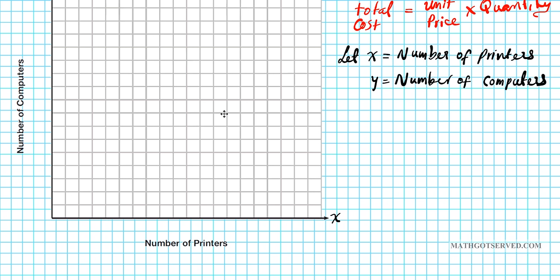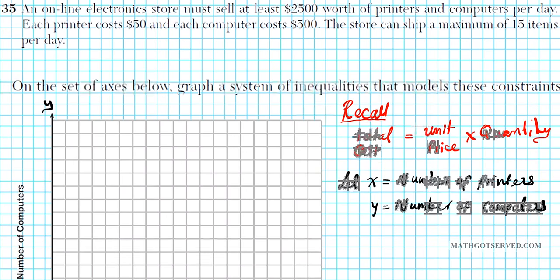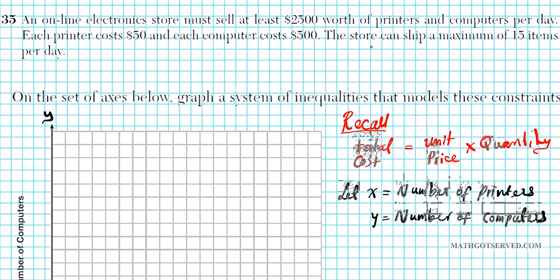Okay, so we have our variables declared. Now let's go ahead and set up our system of inequalities. The first one, let's do the easier one, the total number or quantity inequality. You can ship a maximum of 15. So what does maximum mean? 15 or less. So this is equal to, this is less. What happens when you combine equal to and less? You get less than or equal to. So that's going to be our inequality.